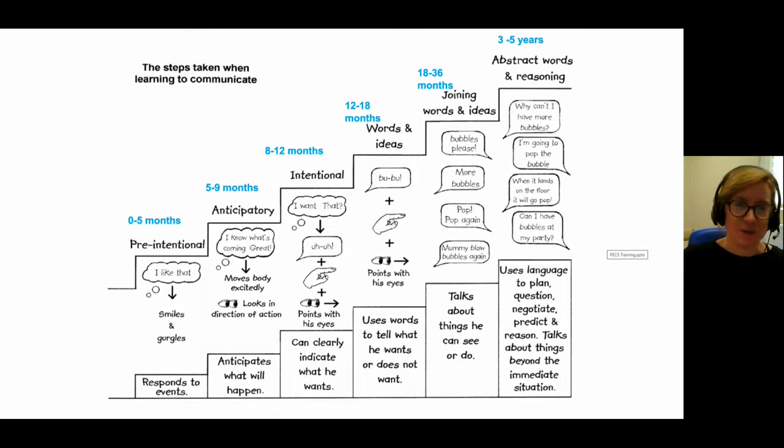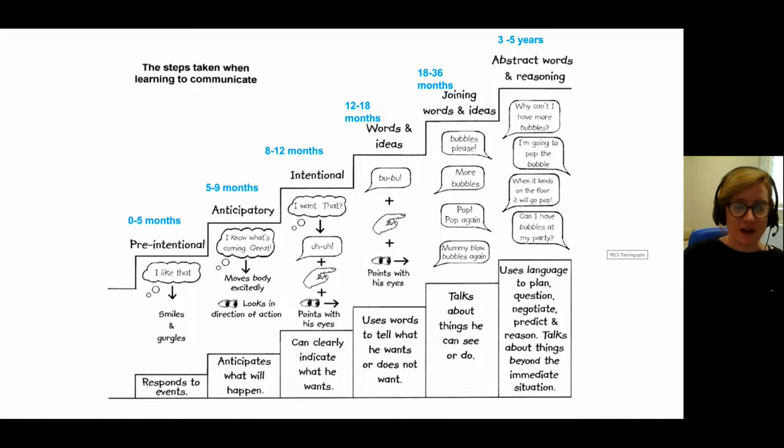So the first step here is, and these are fairly approximate age equivalents, so don't worry too much about these, but generally from a newborn up to about 5 months, a child has what we call pre-intentional communication. So all their communication is pre-intentional. In other words, they didn't mean to do it. They didn't intend to communicate with someone.